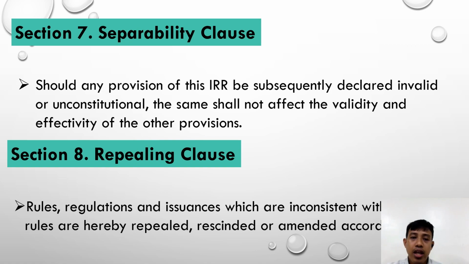Let's move to Section 8, what we call the repealing clause. Under this section, rules, regulations, and issuances which are inconsistent with this rule are hereby repealed, rescinded, or amended accordingly. This part of RA 8190 was already amended because it was first created in 1996, but it was amended and approved in 2012. So there are sections in this law that were corrected because probably they were inconsistent with other rules, so they needed to be amended.